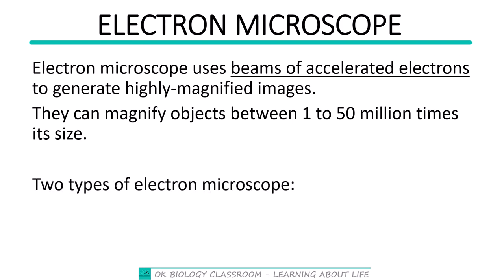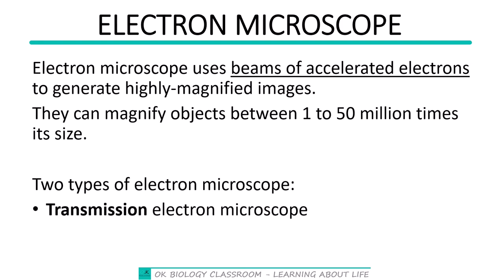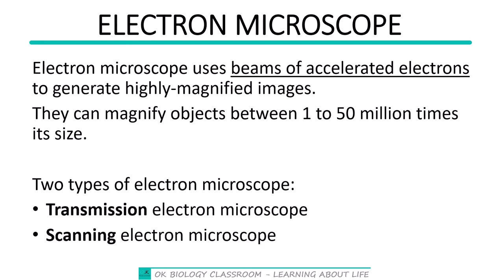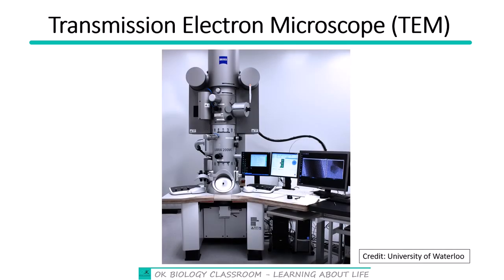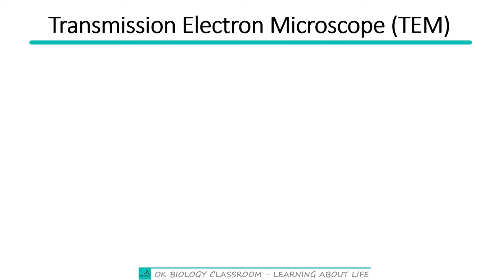Here also we are going to look at two types of electron microscope. We will look at the transmission electron microscope and we'll look at the scanning electron microscope. Let's start with the transmission electron microscope. This is the setup. It's very huge. Yeah. And note that when the specimen has been magnified, it can be captured on the screens here. Right. Now let's look at how this one works.